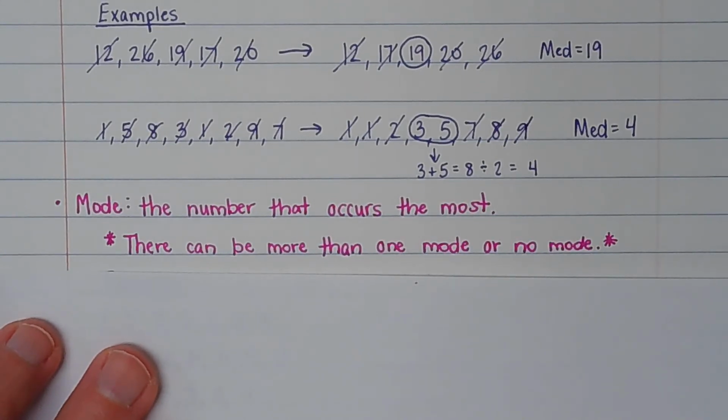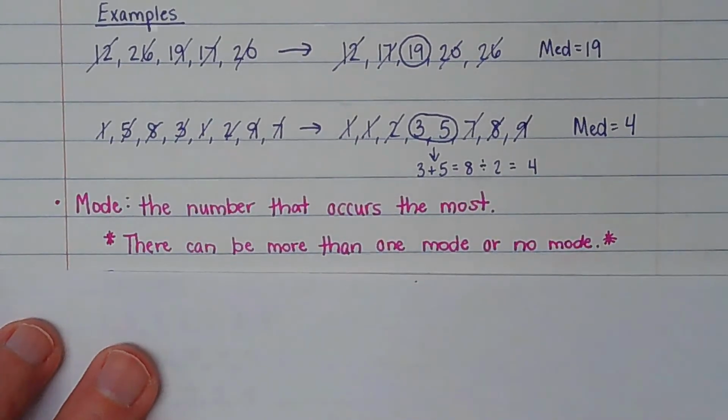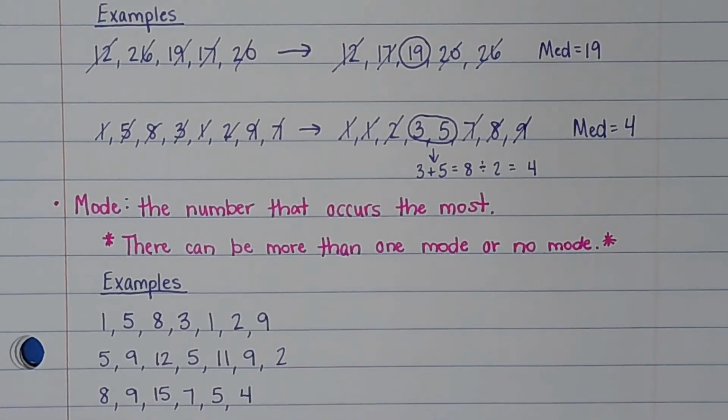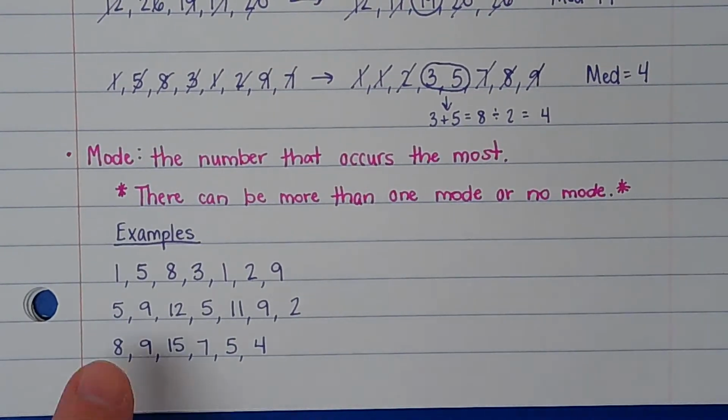Or you might have no numbers that repeat and you can have no mode. Okay? So you can have more than 1 mode, you can have 1 mode, or you can have no mode. All right, so let's look at some examples. We don't have to worry about putting anything from least to greatest. You just look at the list of numbers.